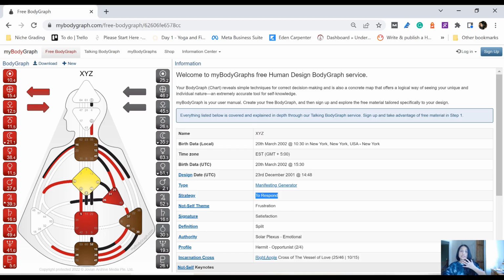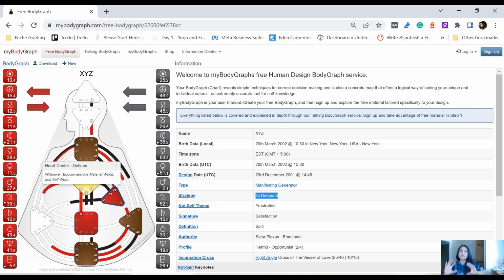The definition of this person is split. Remember when I talked about definition? Definition is when things are connected to each other. So over here, you see this center is connected to this center, and then it's connected to this center, and then this is connected to this center, right? So there's definition between all of these: sacral, G center, ego, throat. This is one part of that definition. And then there's a second definition right here between the emotional solar plexus and the root.